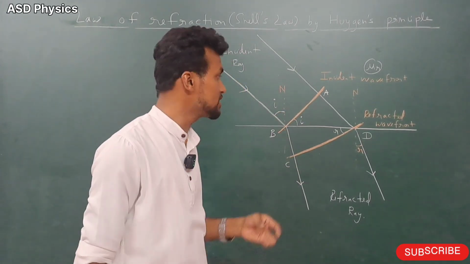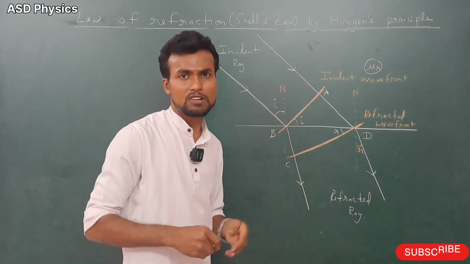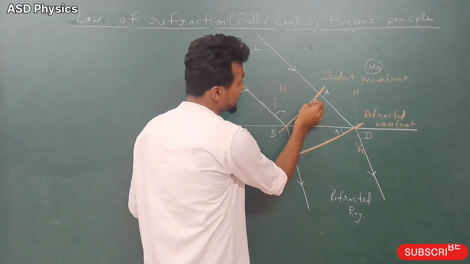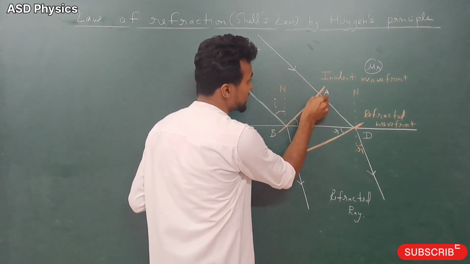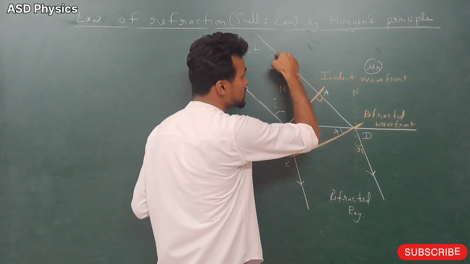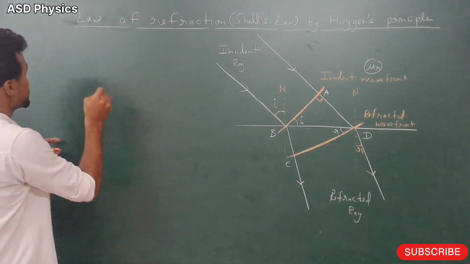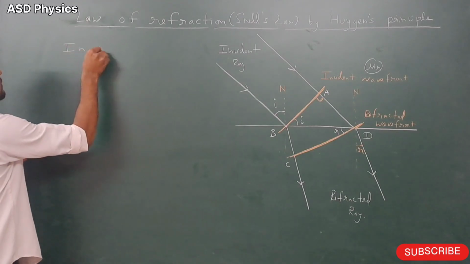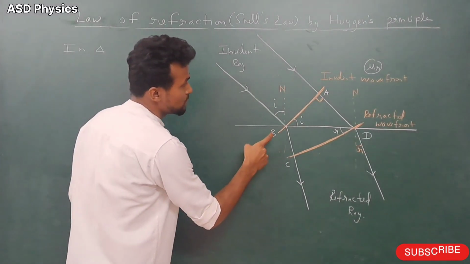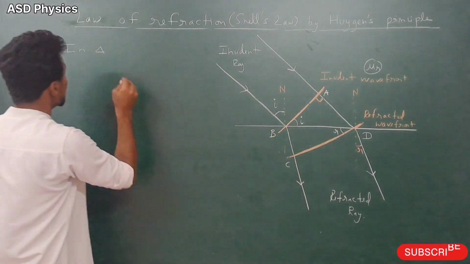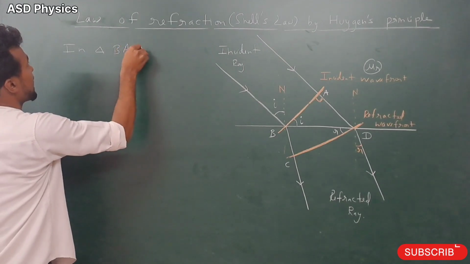Here how many triangles are you seeing? Two triangles. I will use the triangles one by one. So my dear students, this angle how much here? See here please, this angle is 90 degrees, because I told you the angle between ray and the wavefront is always how much? 90 degrees. Okay, so let me write here in a triangle. Which triangle here please? Here BAD, and this is the right angled triangle.